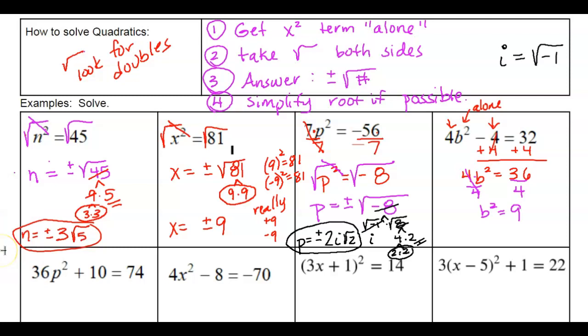Our next step, since it's b squared, is to take the root. So b equals, and then plus and minus root 9. Well, the square root of 9, remember, it's 3 times 3. So some of you might just know that it's 3, and that's fine. So we actually get plus and minus 3, because there's my double.